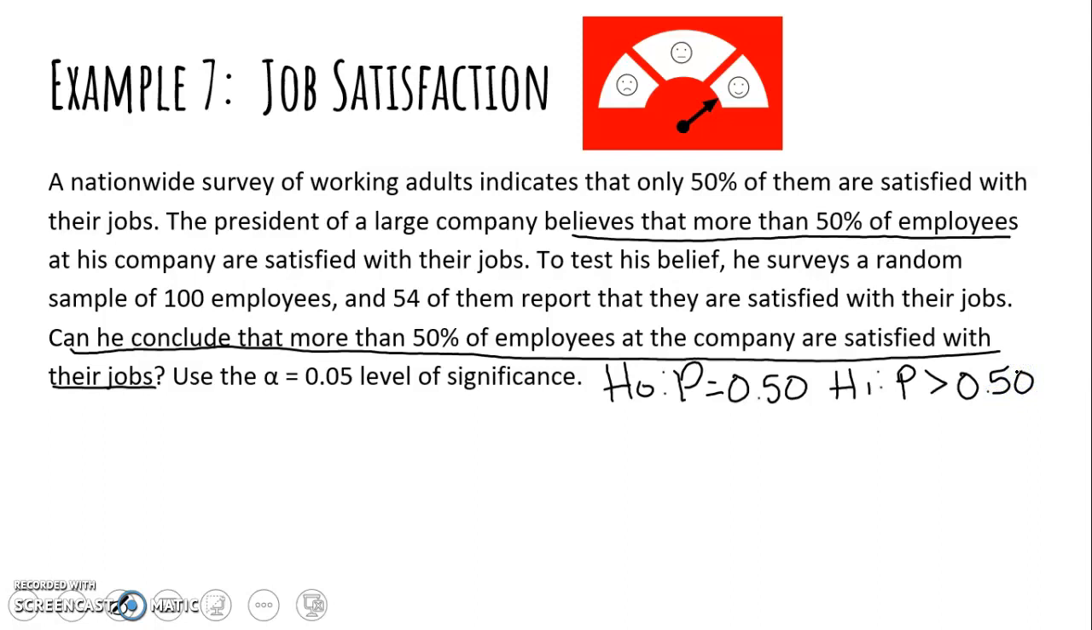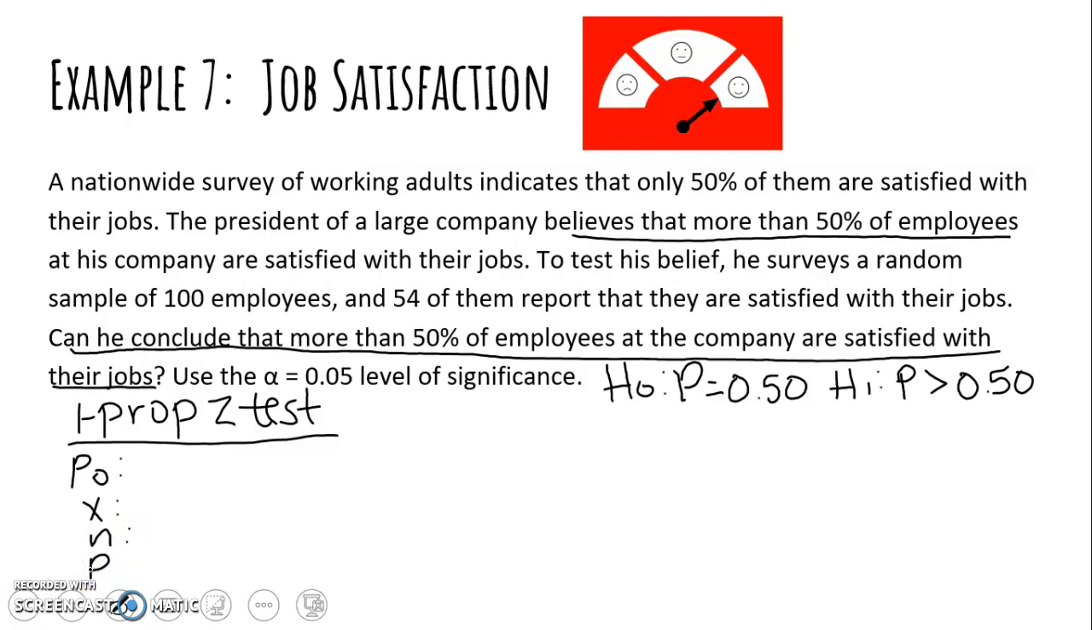Now, we are not testing a mean, we are testing a proportion, so that means we're going to use a 1-prop z-test, and it's going to ask you for p0, which is the null, it's going to ask you for x, it's going to ask you for n, and it's going to ask you for p at the bottom, which is the alternate statement. So filling it in, p0 is your null, which we already said was 0.50 or 0.5.